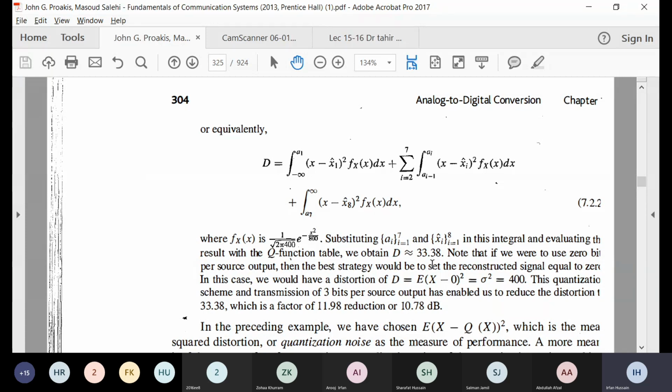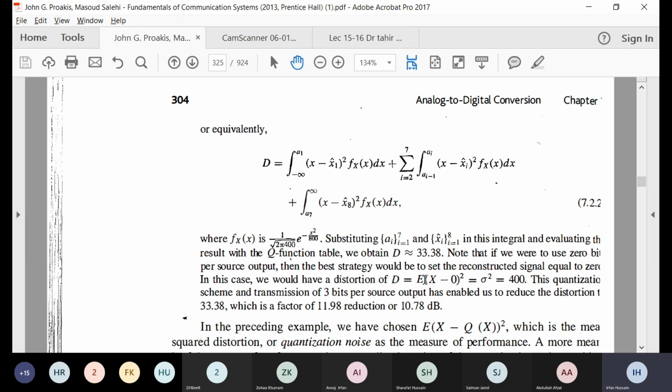Now if D is this, what would have been the distortion if we hadn't used this representation in these 8 different levels? In that case, you can see the worst case scenario would be if I use 0 bits per source output. So I do not use any representation. In that case, let us say I just set the output to 0.